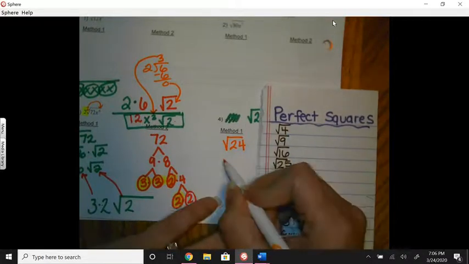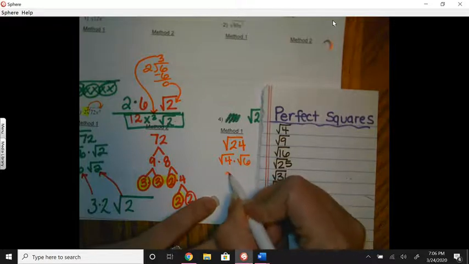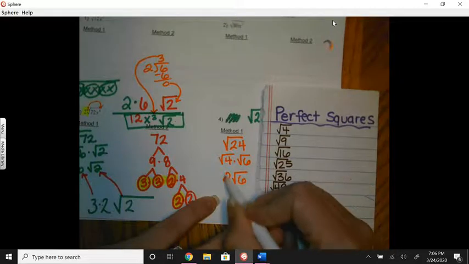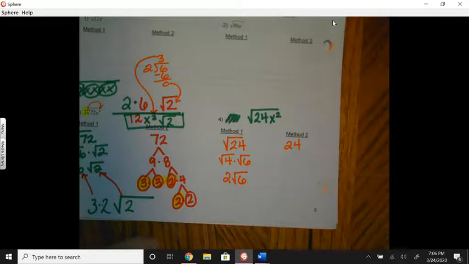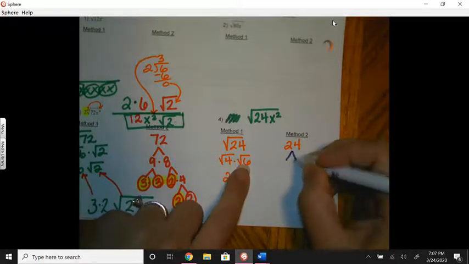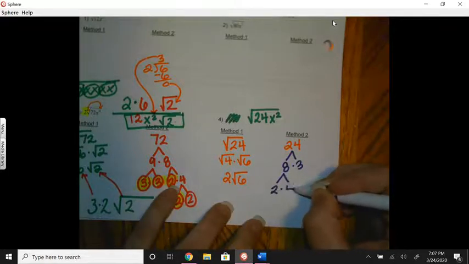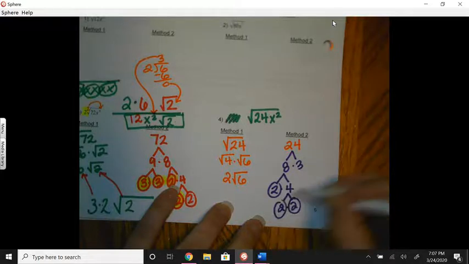So we know that 4 goes into 24, so 4 times 6. Square root of 4 is 2, and then none of these numbers go into 6, so this is completely simplified. Now, if we want to use method 2, we can pick any 2 numbers we want. So instead of 4 times 6, for instance, I can pick 8 times 3. And then we keep going till there are all prime numbers at the end of the branches.